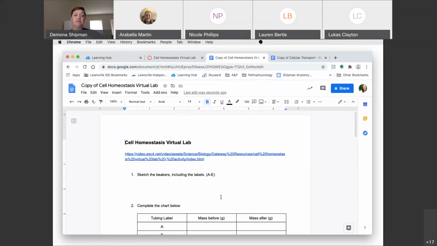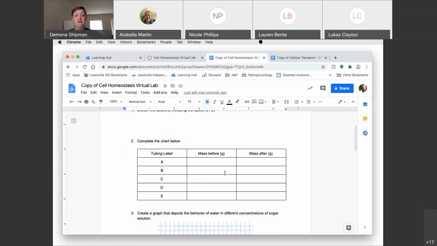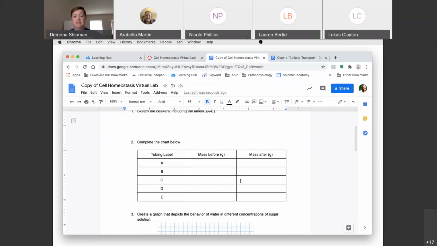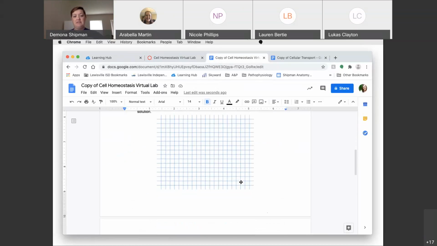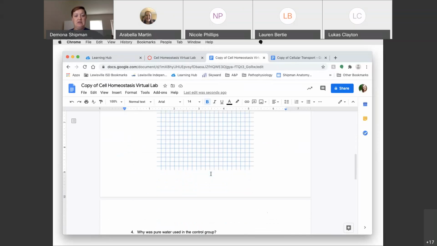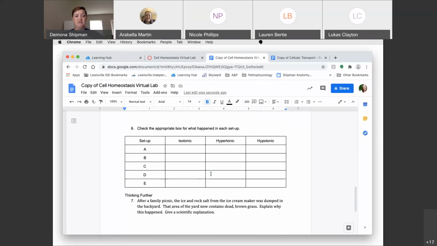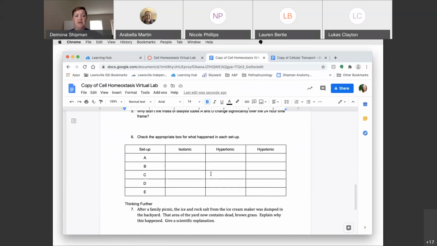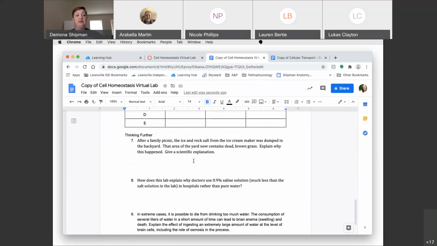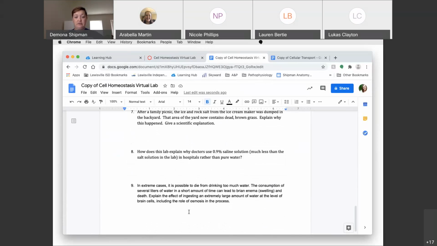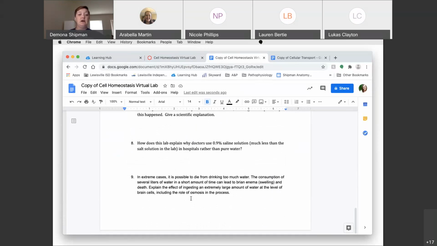So anyway, you'll do a virtual lab today. So go to this website and it walks you through what to do, and you're just going to draw and fill this in. The lab tells you to do all these things, and then there's some questions for you to answer. And again, here, like for setup A, which of these is it? And then, yes, I want you to do these thinking further questions. I put them here for a reason, for you to answer them.